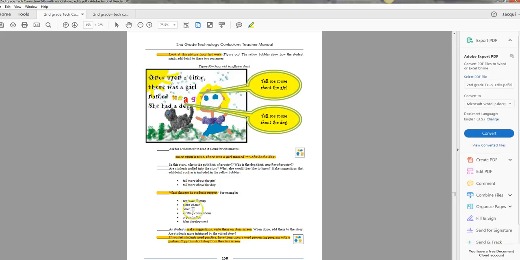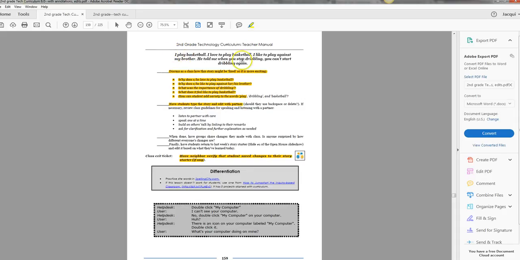So here are some suggestions that will change the way a story sounds. If you want more practice with them, they can write this story and then go through these ideas on how to make that story better, more appealing, more interesting. Okay, so then work on that with a partner. And then for the class exit ticket, make sure the neighbor verifies that the student saved changes to their story starter, if there are any, because they're going to use that later.